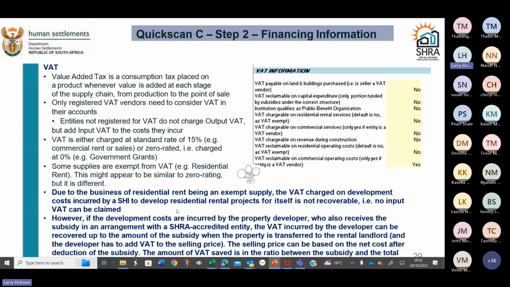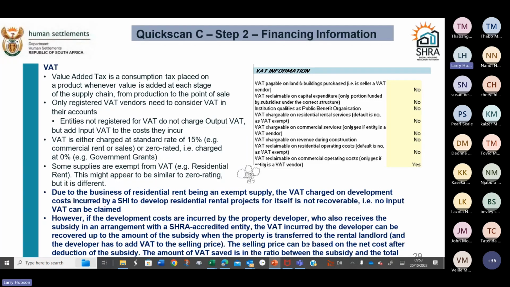However, if the development costs are incurred by the property developer, who also receives subsidy in an arrangement with an SHRA accredited entity, the VAT incurred by the developer can be recovered up to the amount of the subsidy when the property is transferred to the rental landlord. And the developer will have to add VAT to the selling price. The selling price can be based on the net cost after deduction of the subsidy.